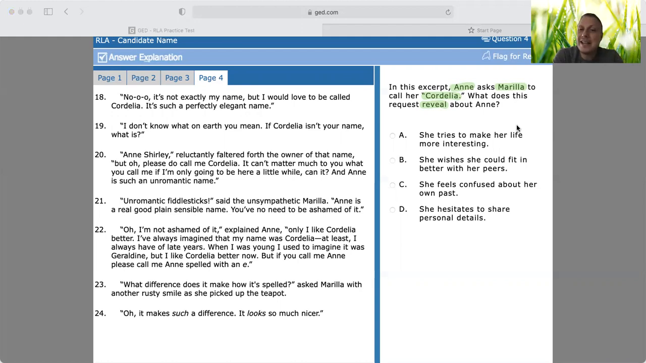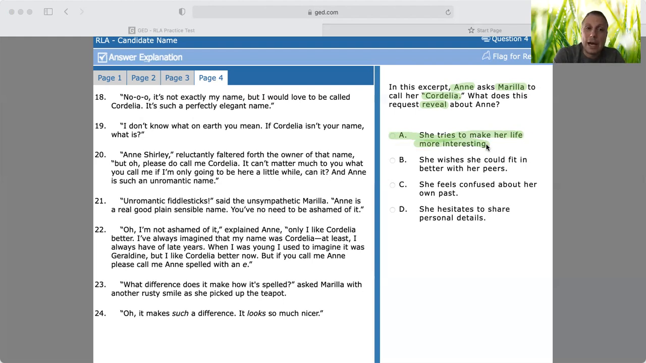Maybe, maybe not. She hesitates to share personal details. Not sure, because she did. She shared her name and she just said that, I need things to be a little more interesting. I like things better. So, in my opinion here, I would go with A. She would like to make things more interesting in her life, and maybe become more lovable and more attractive to parents that are adopting.